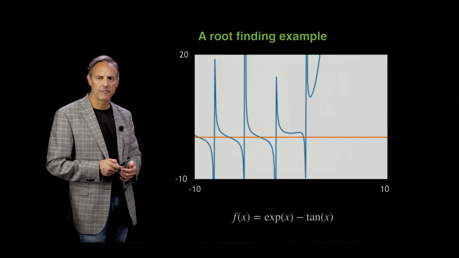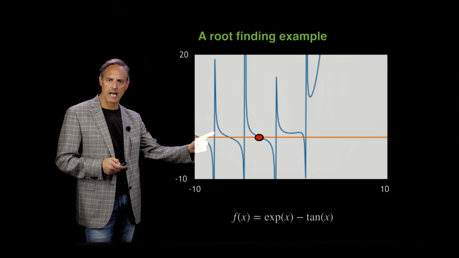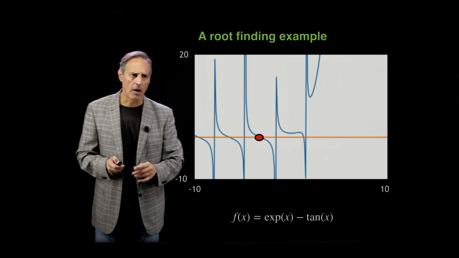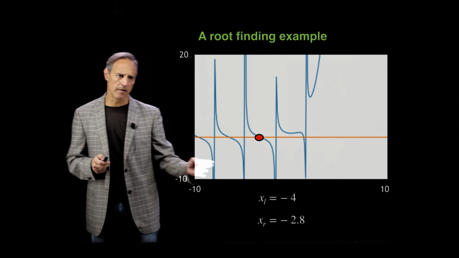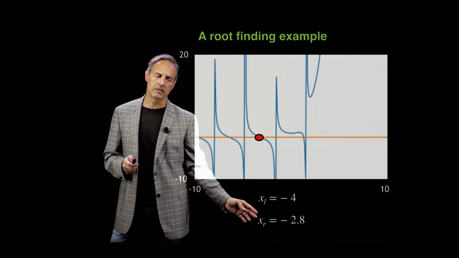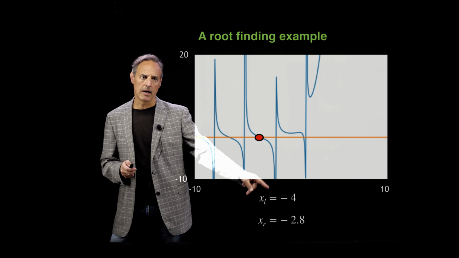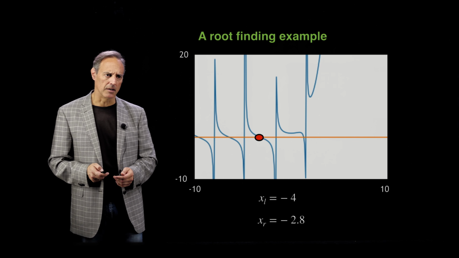Okay, so let's go after this one right there. So there's my spot, and that's the one I'm going to try to zoom in on and get after. So how am I going to do this? First of all, I'm going to look at two values. On the left, x is -4, on the right, x is -2.8. So these are two points around this that I want to try to pinch things in, okay?